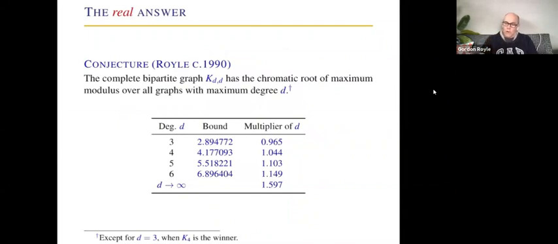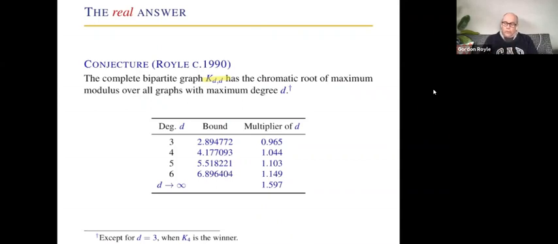So, and this is a long time ago, I was staring at computer output, and I decided that, although it was somewhat counterintuitive, the complete bipartite graph K_{D,D}, so just 2D vertices, so if, say, D is 4, then that means it's just K_{4,4}, a little 8 vertex graph. I reckon that graph has the chromatic root of maximum modulus over all graphs with maximum degree D. So take your favorite billion vertex graph with maximum degree 4, and K_{4,4} beats it.